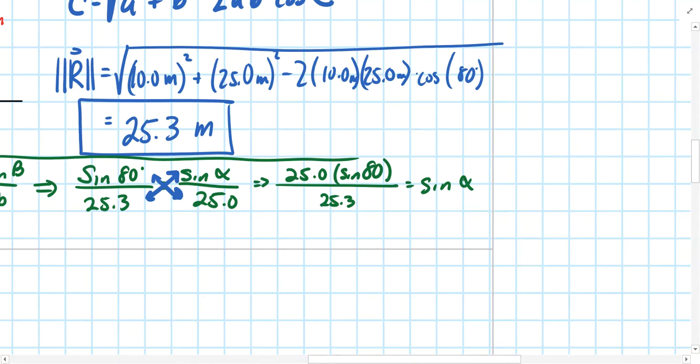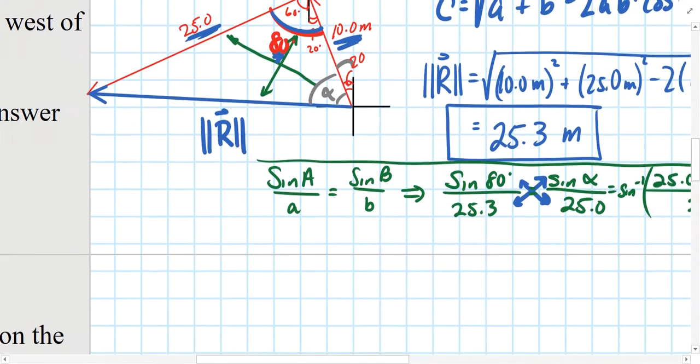And in order to get alpha by itself, we need to apply sine inverse to both sides. So sine inverse applied on both sides will leave alpha by itself. And using my calculator, I get a result of 76.68. So we'll call that 76.7 degrees. Now alpha is 76 point some odd degrees.